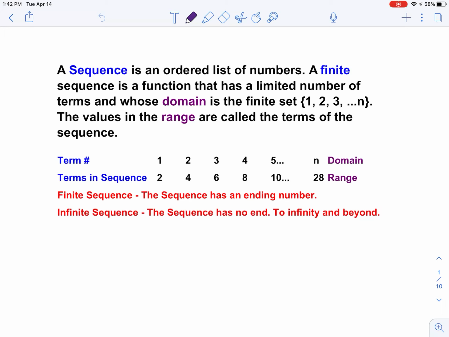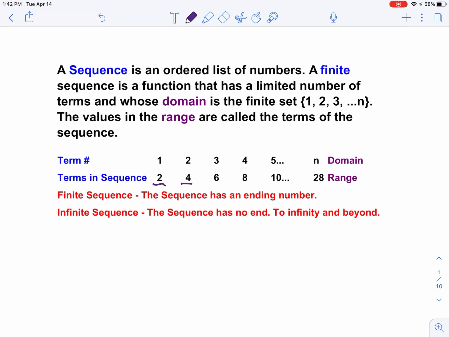A finite sequence is a function that has a limited number of terms and whose domain is the finite set 1, 2, 3, all the way to whatever number you want. The values in the range are called the terms of the sequence.